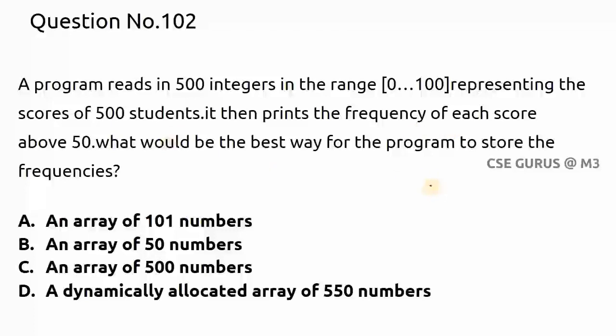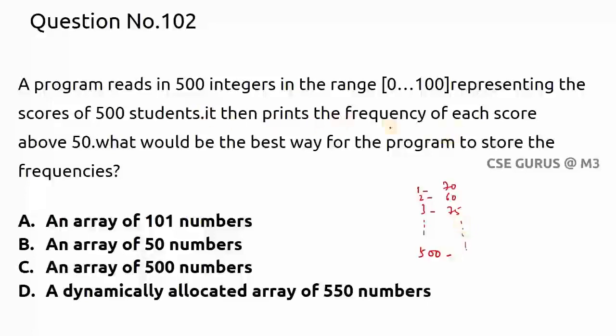Let us suppose there are 500 students, numbered 1, 2, 3, 4, like this up to 500, and integers in the range 0 to 100 representing the scores. For each student you have to store the marks or score, which is between 0 and 100. Maybe the first student gets 70, the second student 60, the third student 75. Like this, totally 500 values you need to store.